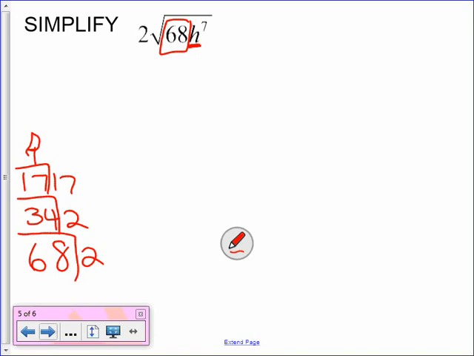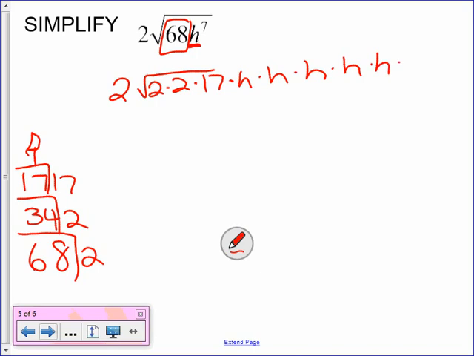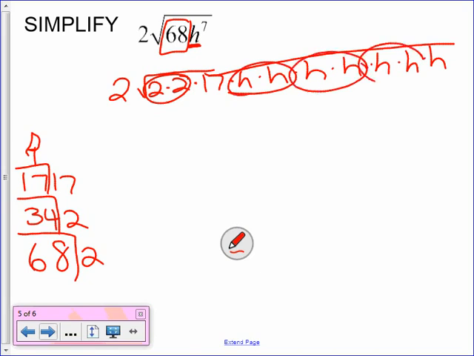Okay, so the prime factors, and now I still have a 2 on the outside of this radical. I got 2 times 2 times 17 times h times h times h times h. That's 4, 5, 6, 7. Okay? Now, since I'm dealing with the square root, I want pairs. Here's a pair of 2's. Here's a pair of h's, and a pair of h's. That means any pair can be moved to the outside of the radical. Once it's paired off, it can get out of the radical.